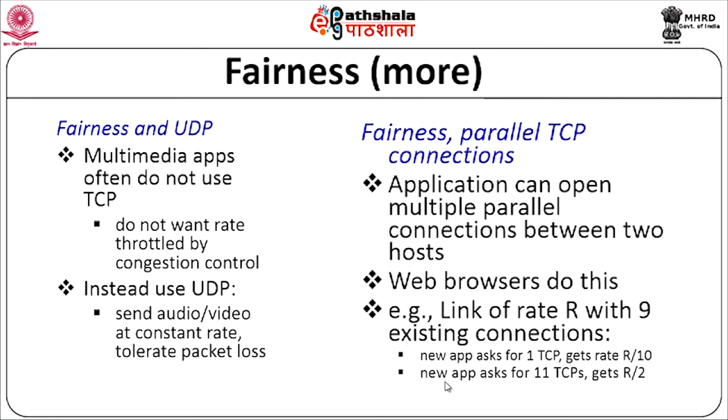Out of the 20, there are now already 9. Now it asks for 11 more. So you get 11 out of 20 connections that will get TCP's fair share. Overall, you get almost half the available bandwidth for this application. Applications do exploit this fairness aspect of TCP, and they try to get the maximum throughput for their application. These are some of the facts that we need to understand about TCP's congestion control.